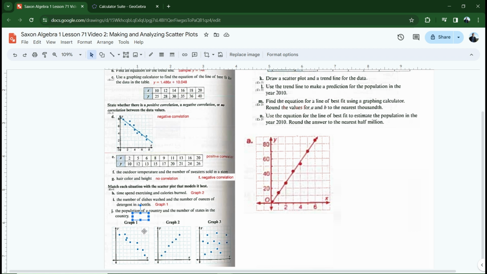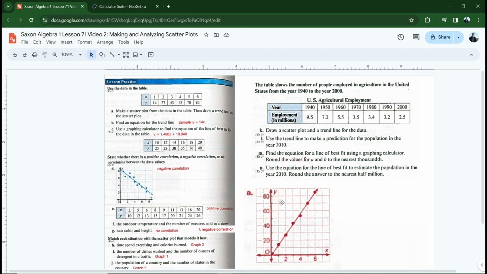And then lastly, the population of a country and the number of states in the country. The population of a country and the number of states wouldn't necessarily be correlated to each other, because you can break up the country into any number of states that you want. You can make the argument maybe that it might be correlated one way or the other, but this one's actually going to be no correlation, because it really doesn't have to be a relationship between the population of a country and the number of states. You can make as many states as you want for a country, regardless of how many people live there.